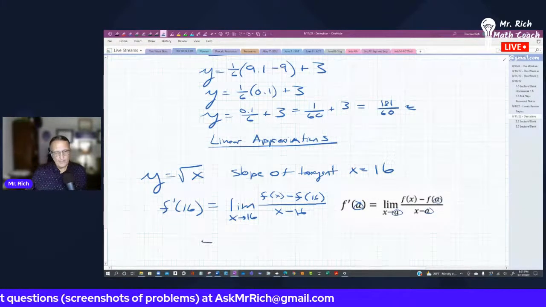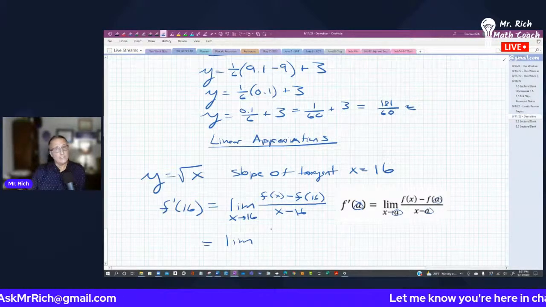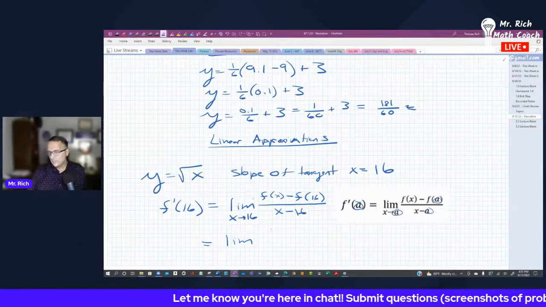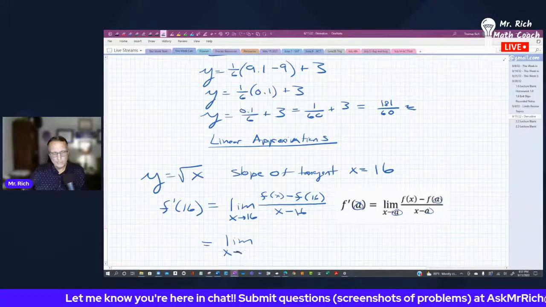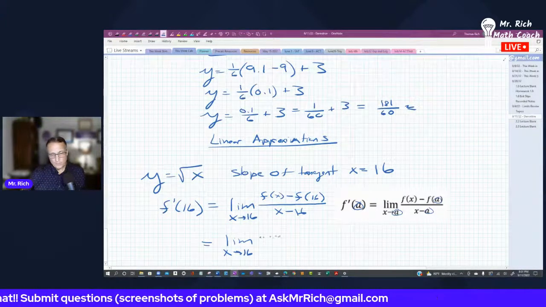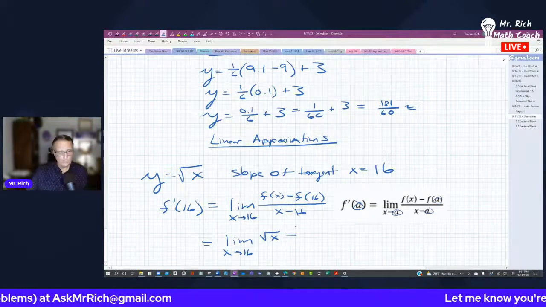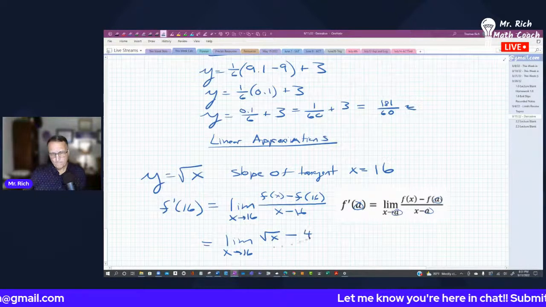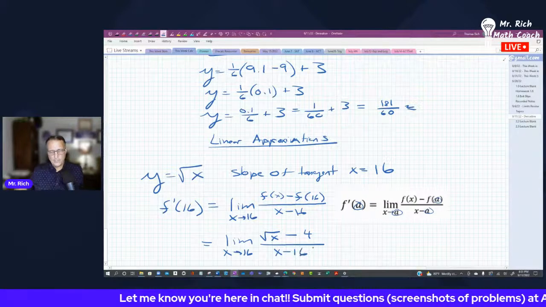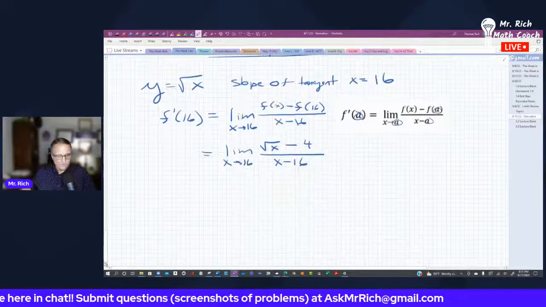So let's evaluate this. So the limit is x. Now, direct substitution, you can see it's 0 over 0. So it doesn't mean that the limit doesn't exist. It just means we don't know what it is. So we've got more work to do. So we say the limit as x goes to 16. This is f of x, which is the square root of x. But I do have a number for f of 16. That's going to be a 4. And then this is going to be x minus 16. Still, you can see I still have 0 over 0 through direct substitution.